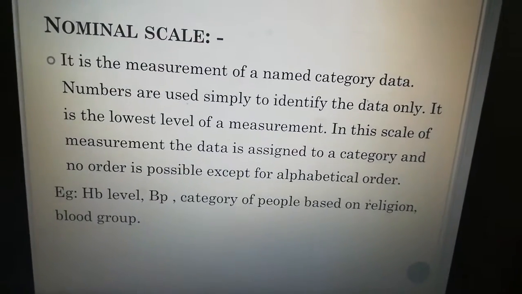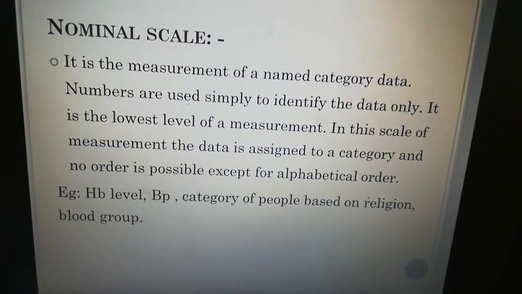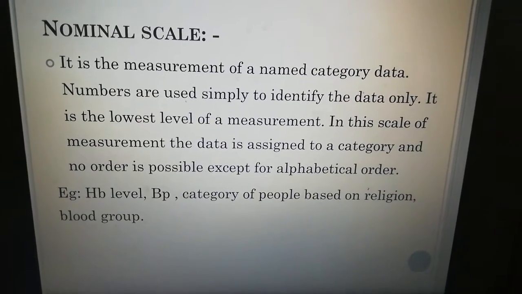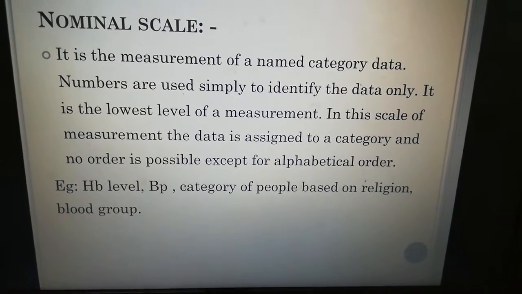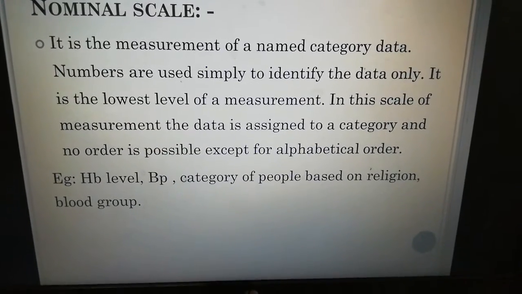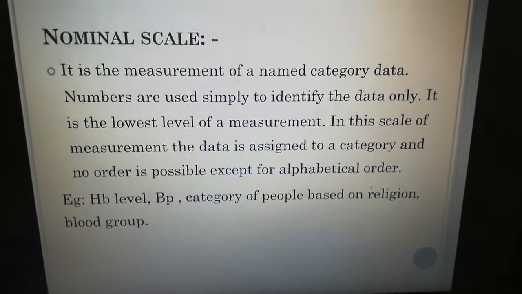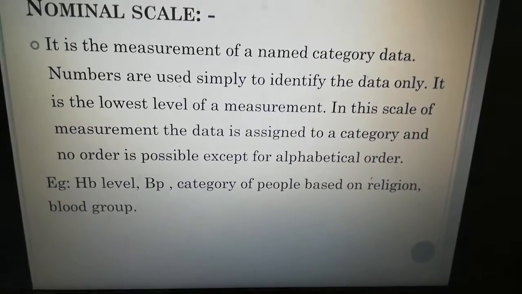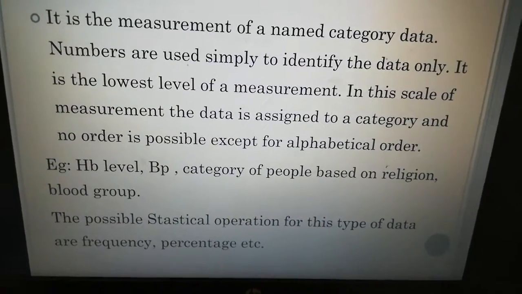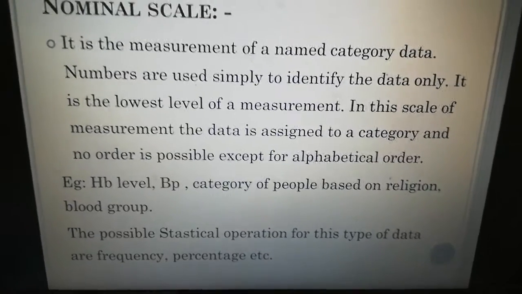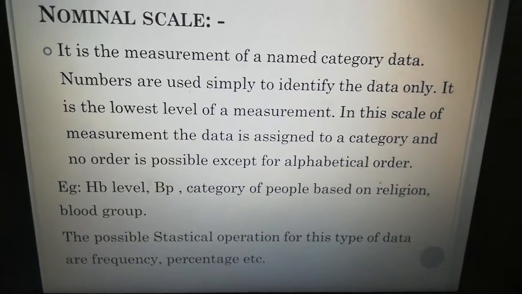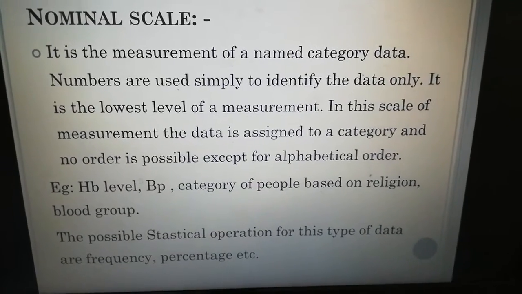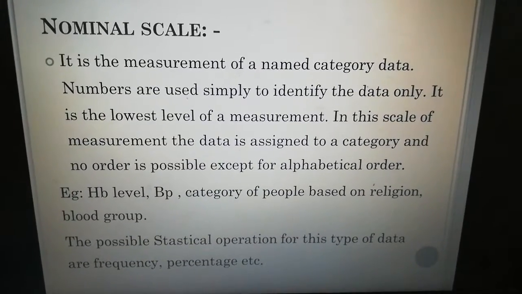For example, hemoglobin level, BP, based on the religion, how the categories of people are, or based on the blood group, how the people are categorized. And the possible statistical operations used are frequency and percentage.